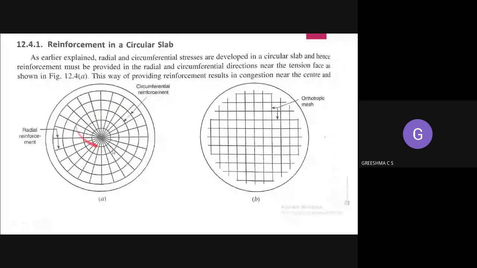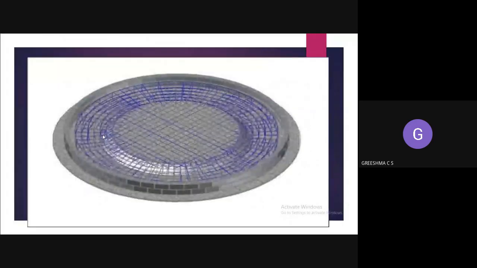So for a circular slab, you combine both of these and provide the reinforcement. How do we provide it? Near the edges, you provide radial and circumferential reinforcement. Both radially and circumferentially you provide reinforcement near the edges. How will you provide it in the center portion? You will provide it as a mesh. This is very important to understand.